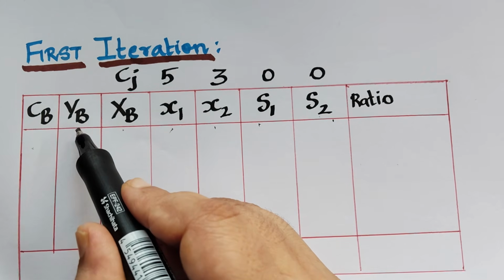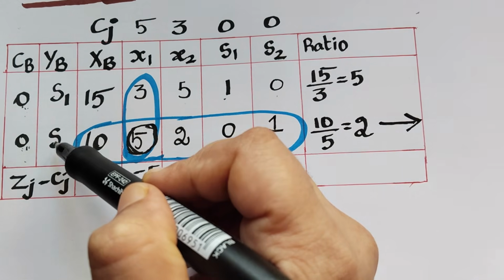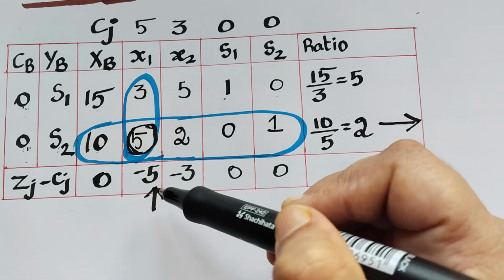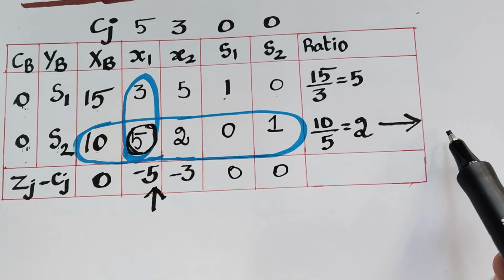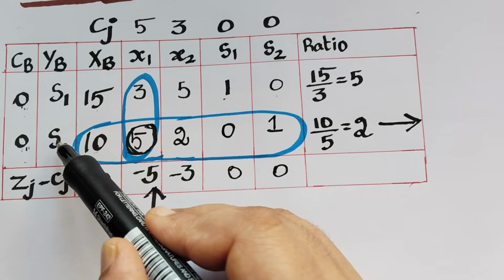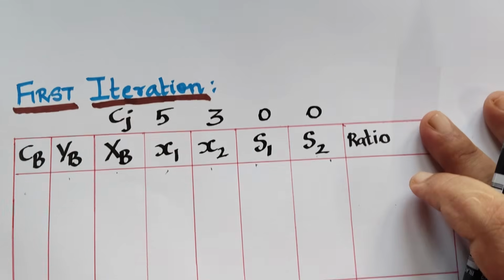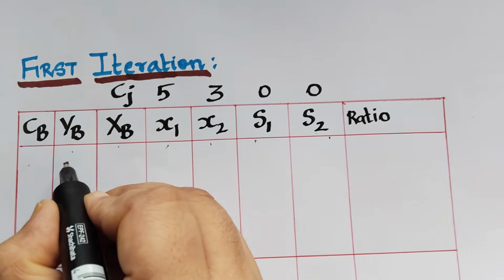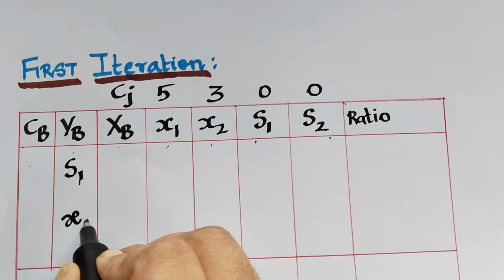The only difference comes here in the column. First we have to rewrite the column YB. Previously the column YB was S1, S2. But now since x1 has entered the table and S2 is leaving the table, we have to drop S2, and in the place of S2, we have to introduce x1. So here the table will change as S1 will remain as it is, and instead of S2 we will have X1.